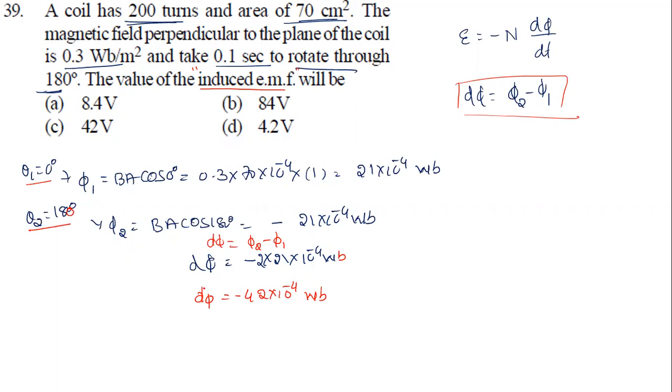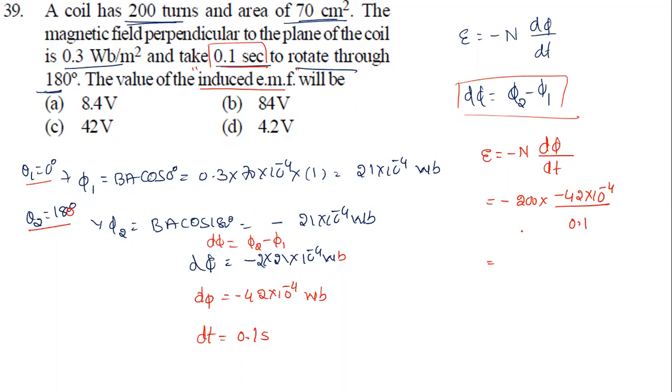Now we need to go for the induced EMF. Here the time is given: 0.1 second, so dt is 0.1 second. I'm going to use induced EMF E equal to minus n into d phi by dt. Here n is given as 200 turns, so it is 200 into d phi. We got negative, so it is minus 42 into 10 power minus 4 divided by dt, which is 0.1. Now I'm going to simplify this.